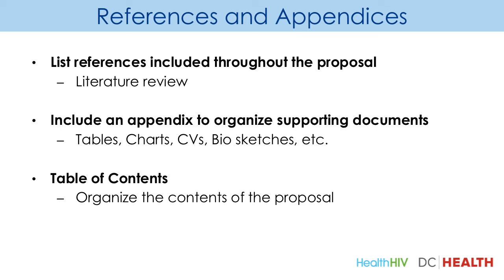Be sure to include a reference section so that you can list those references that were mentioned throughout the literature review and throughout other parts of the proposal. It may be helpful to provide supporting documents in an appendix section. You may wish to include tables, charts, figures, and other illustrations. You can also include other items like curricula, copies of your work plan, and logic model. You can also include CVs and bio sketches and any other documentation that you may think will help to strengthen your proposal and make your proposal a little bit more competitive.